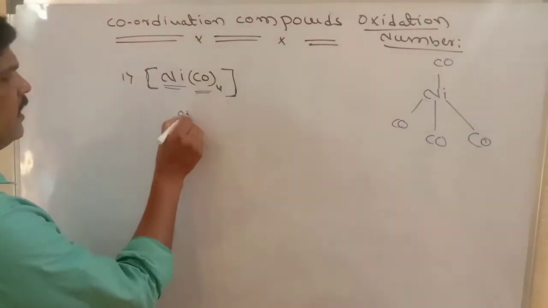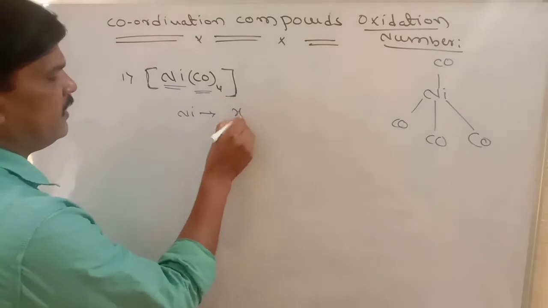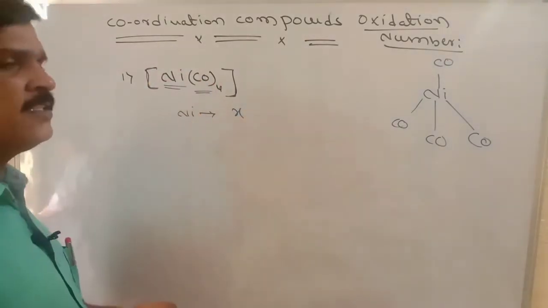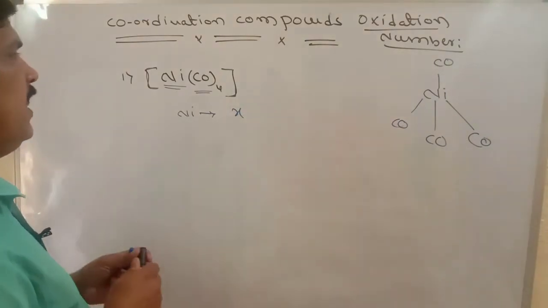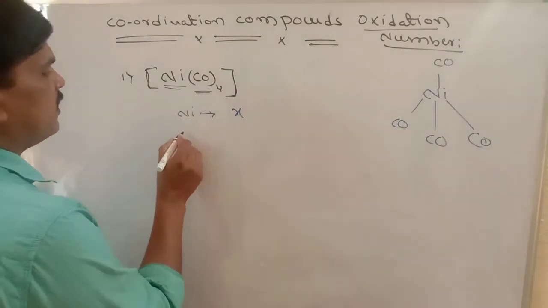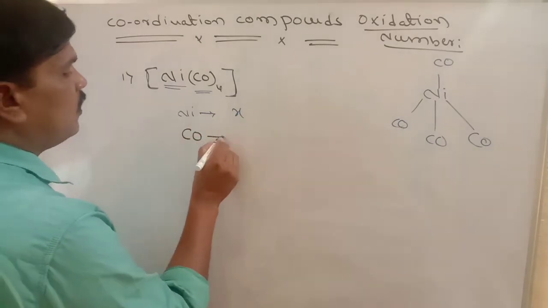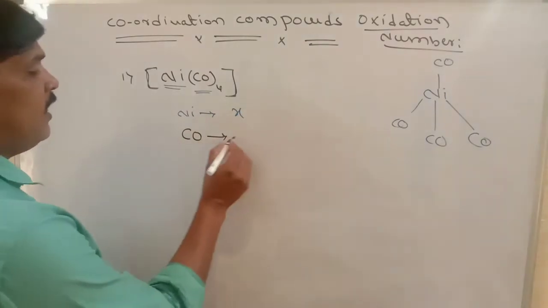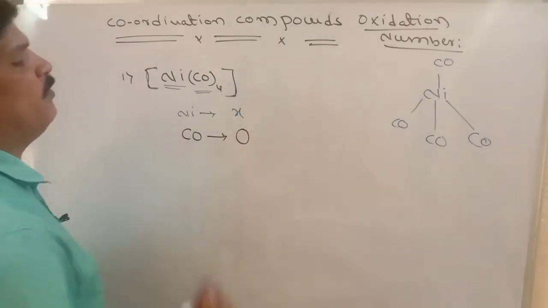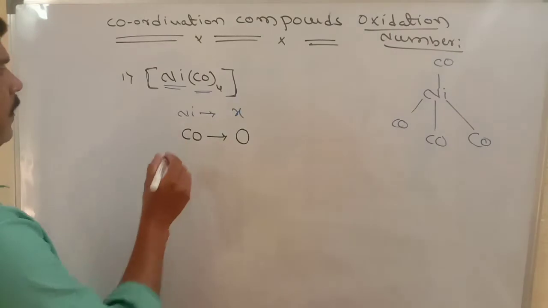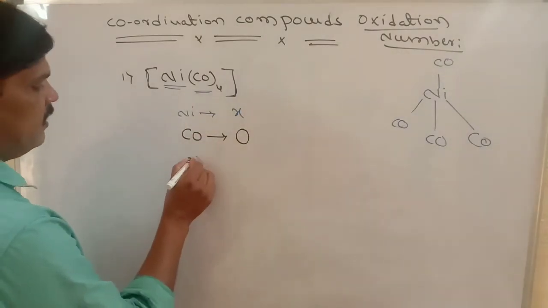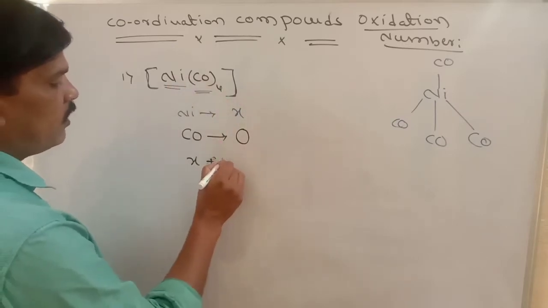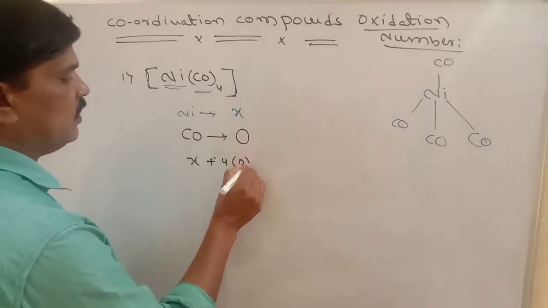Because we have to calculate the central metal atom's oxidation state and we don't know it, consider nickel oxidation state is X. How many carbonyls are there? 4 carbonyls. Carbonyl is a neutral ligand, a monodentate ligand. Neutral ligand oxidation state is always 0, please remember that. Now how many nickels are there? 1 nickel, so X plus 4 carbonyls, their oxidation state is 0.